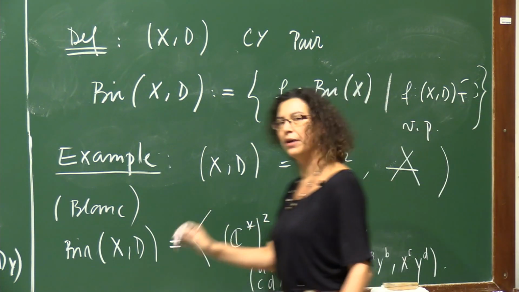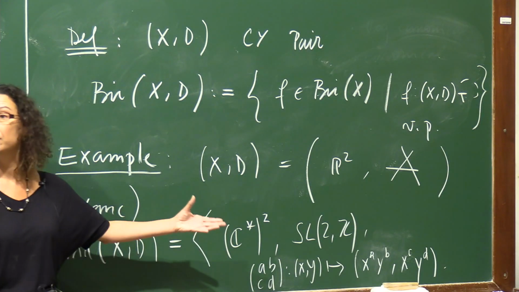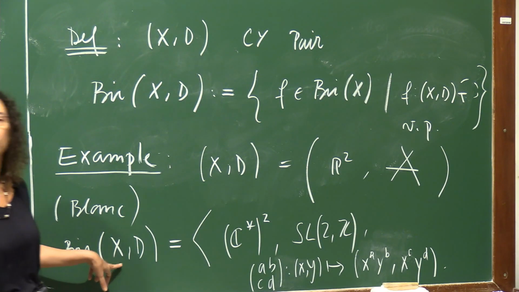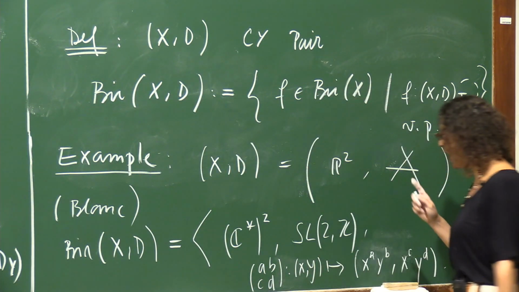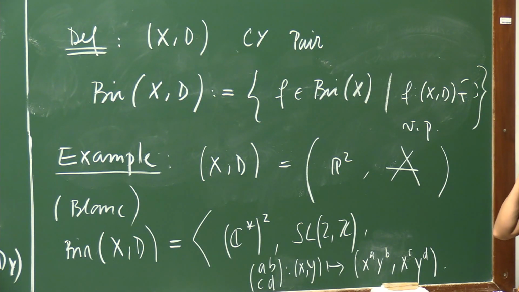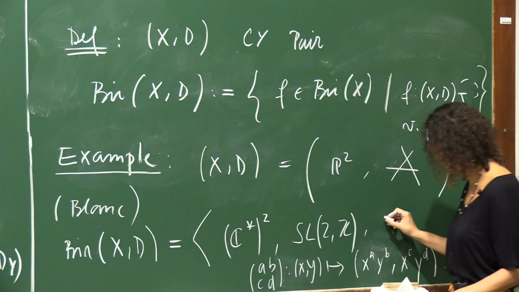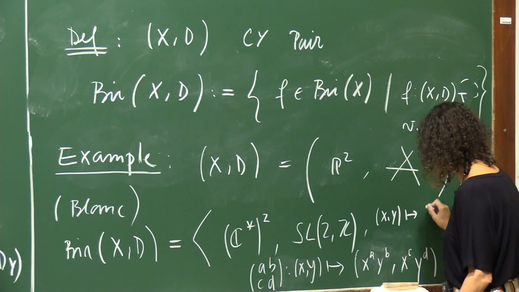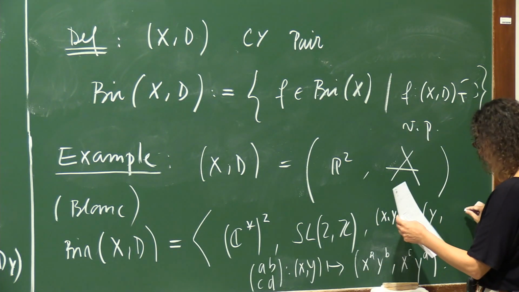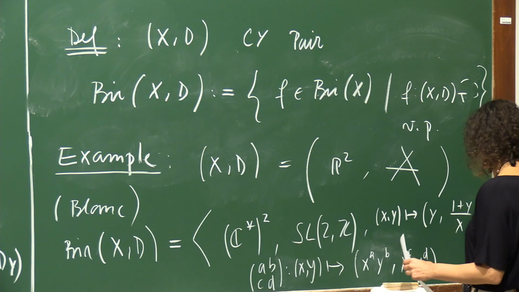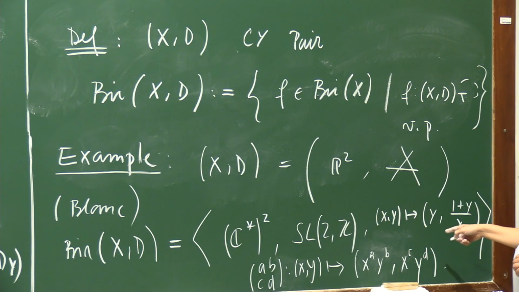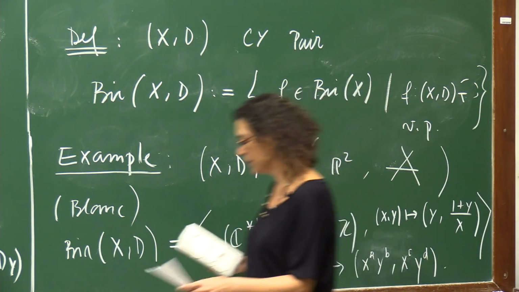This part of the group is the part that actually preserves the two-dimensional torus. But this is not enough to get the full birational group of the pair. Here you have to add one more generator, a birational map of order 5, which in affine coordinates can be written as (x, y) to (y, (1+y)/x). So this is a birational self-map of P^2 of order 5, and this gives the full birational group of the pair.